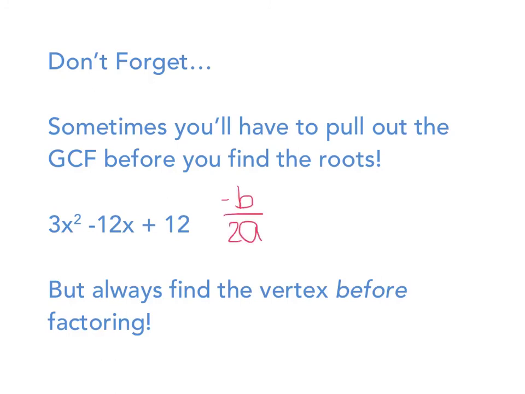We're going to plug our b value in, which is -12, so I have -12 all over 2 times our a value of 3. A negative and a negative make this 12 positive. And then we have 12 over 2 times 3, which is 6. So the x value of our vertex is going to be 2. And then to find the y value, we just plug that 2 into the function here. After you find the vertex, you can go ahead and factor out the GCF to find your roots.